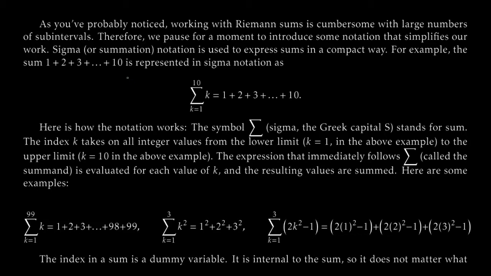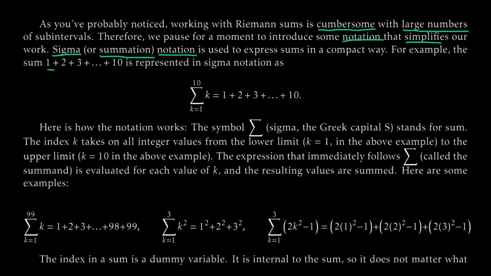So, as you probably noticed last time, working with Riemann sums is insanely annoying and very cumbersome with even a relatively large number of subintervals, let alone a large number of subintervals. So we're going to pause for a moment and introduce a little bit of notation to simplify our work. And we're just going to simplify our lives substantially. This will make everything way, way easier. It's called sigma, or maybe if you want to, summation notation. And it's used to express sums in a really compact and nice way.